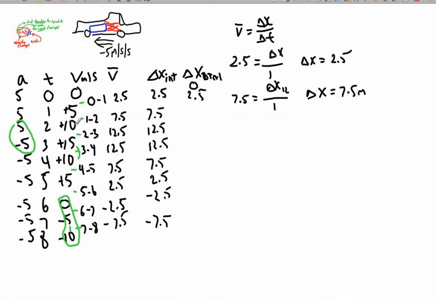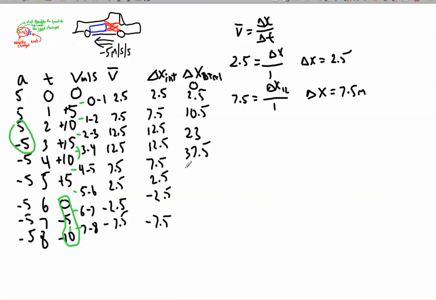After 2 seconds of travel, it had gone 2.5 in the first second. By the end of the second, it had gone an additional 7.5. 2.5 and 7.5 is 10. Then at the end of 3 seconds, it had gone 10 originally, plus an additional 12.5 for a total of 22.5. And then an additional 12.5 is 37.5.